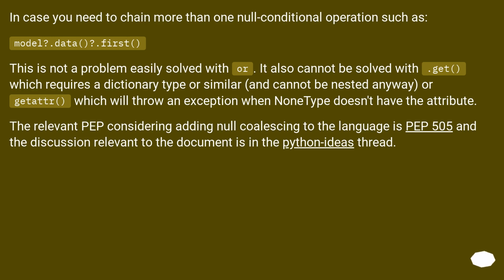The relevant PEP considering adding null coalescing to the language is PEP 505, and the discussion relevant to the document is in the python-ideas thread.